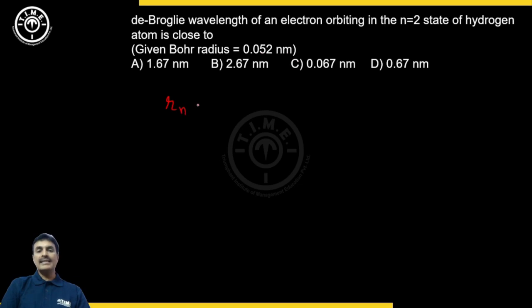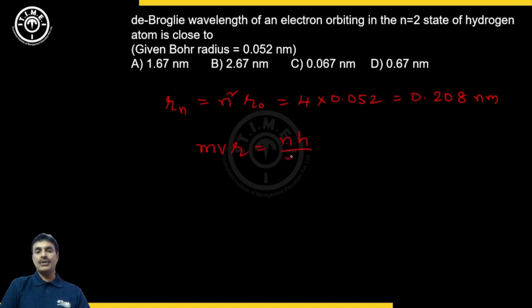See, n equal to 2 is the state of the hydrogen atom given. Then the radius in the nth orbit, we have n square times r naught, the Bohr radius, that is 4 into 0.052, which comes out to be 0.208 nanometer. Now, this is for an electron orbiting around the nucleus. For an electron, we have mvr is nh by 2 pi. Here n value is 2, so 2 and 2 get cancelled.